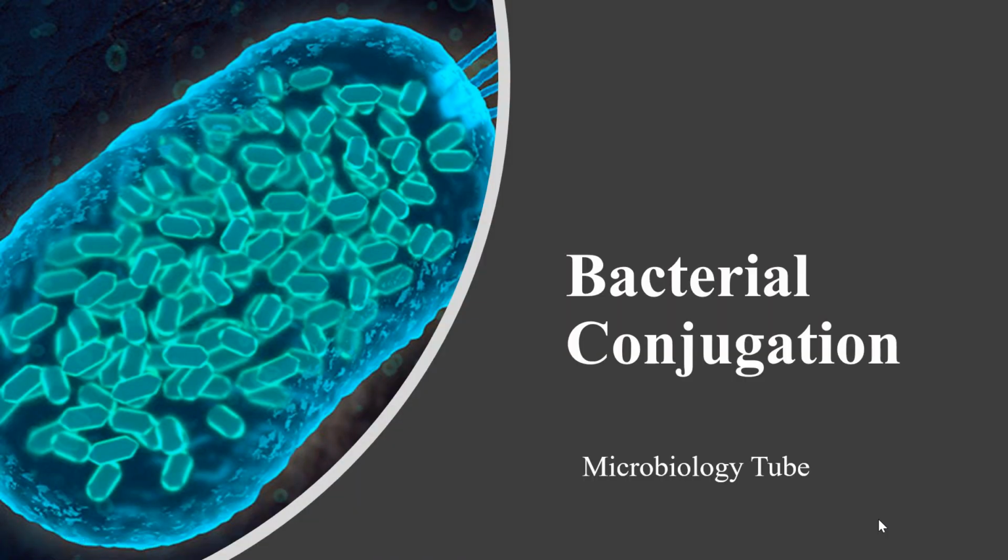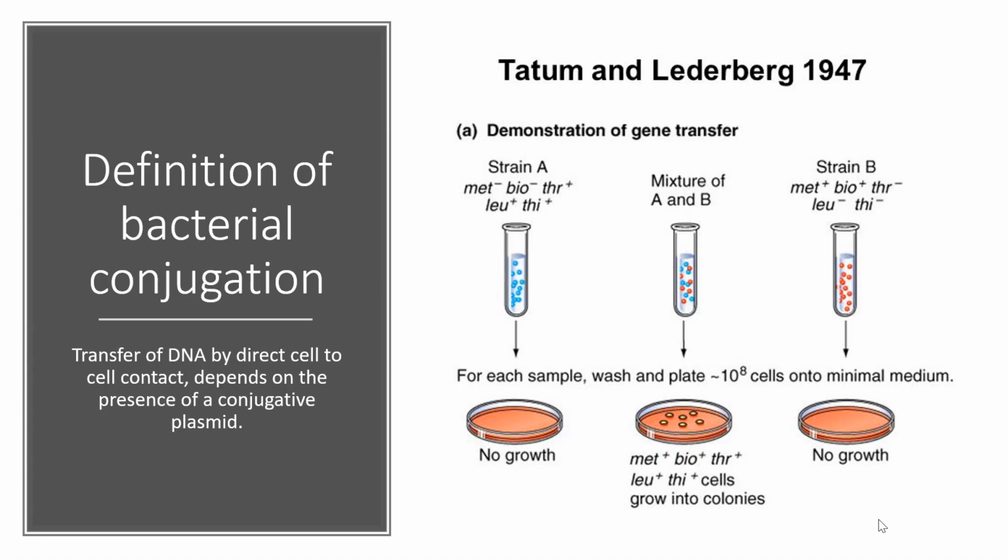So today we'll be talking about bacterial conjugation. Bacterial conjugation is the process by which DNA is transferred from one bacterium to another with the help of the sex pili. Not all bacteria are capable of conjugation, because not all bacteria have the F plasmid. Only those bacteria that have the F plasmid can transmit DNA from one bacterium to another.